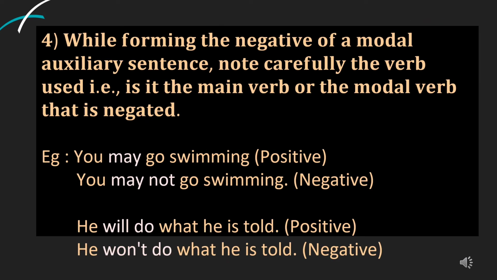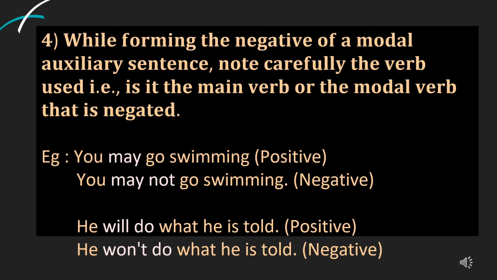Moving on to the fourth rule. The fourth rule is that when we form the negative of a modal auxiliary sentence, note carefully the verb used. That is, is it the main verb or the modal verb that is negated? For example, the sentence you may go swimming is negated as you may not go swimming, which means that you are not allowed to go swimming. Here, the auxiliary verb may is negated.